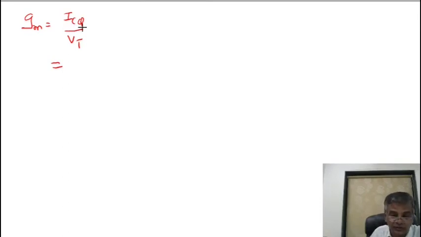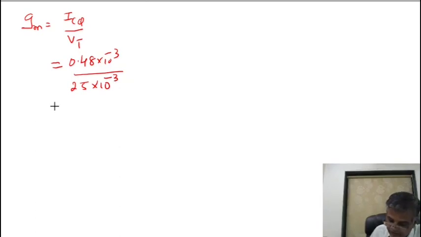Okay. So what is ICQ? We have calculated ICQ. It's nothing but 0.48 milliampere. And VT is 25 millivolt. So you can calculate the value of GM as 0.0192 mho. Or I can write this as 19.2 millimho.